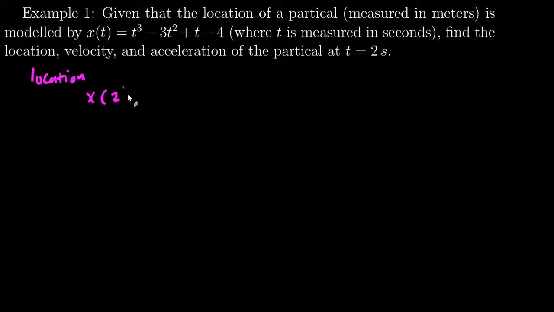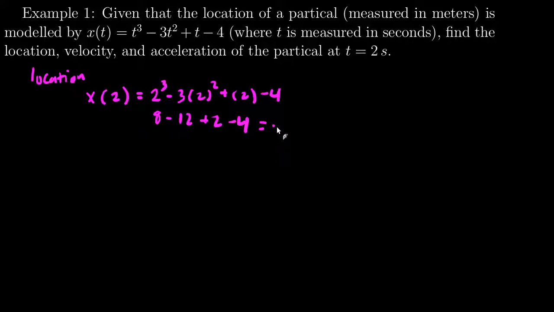So evaluate x of 2, which is going to be 2 cubed minus 3 times 2 squared plus 2 minus 4. 2 cubed is 8. 2 squared is 4, times negative 3 is negative 12, plus 2 minus 4. And it looks like, let's see, 8 minus 12 is negative 4, plus 2 is negative 2, minus 4 is negative 6, and that is in meters.